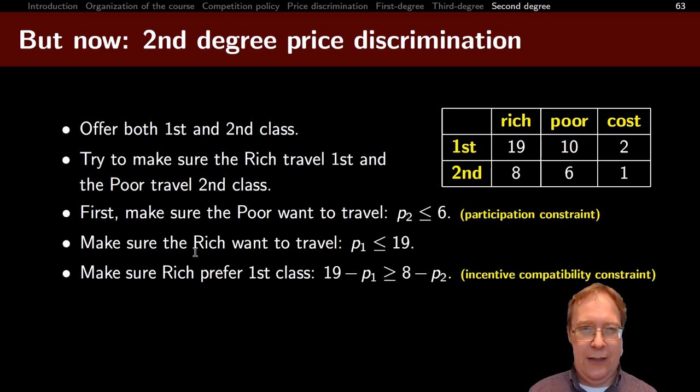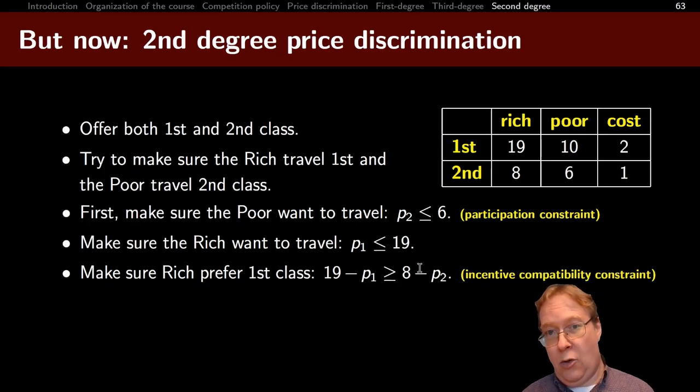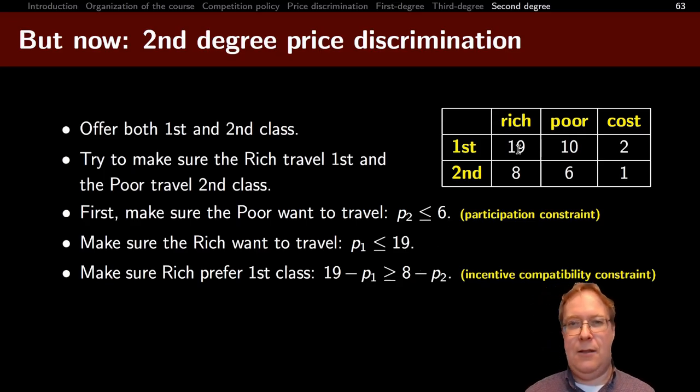But more interestingly, I also have to make sure that the rich prefer first class over second class. What do they get if they travel first class? They get 19, but they have to pay a price of P1. So this is their net utility, their net benefit, their surplus if they travel first class. What if they travel second class? Well, the rich are willing to pay 8 for second class. If they have to pay P2, this would be their surplus. So in other words, the rich prefer first class whenever this is satisfied.